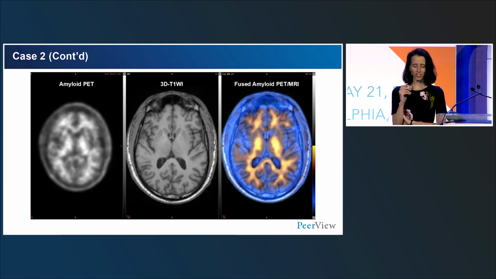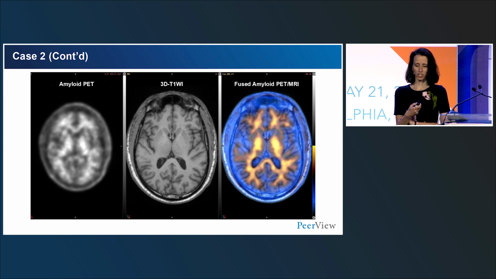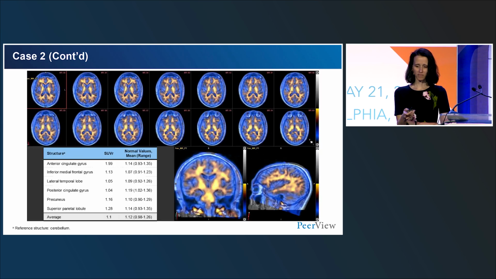So the patient went on to get an amyloid PET. We see again the grayscale image on the far left, the T1 in the center, and then the fusion image. And you can see that in this case, what you really appreciate is uptake only in the cerebral white matter and not necessarily extending into the cortex.